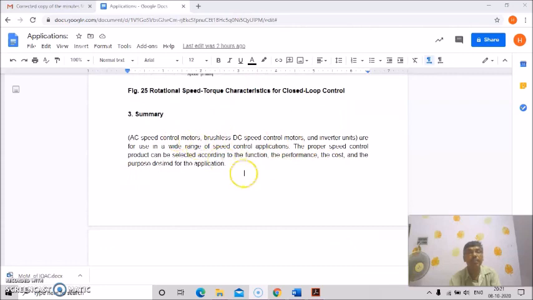So we can summarize this. These three, AC speed control motors, brushless DC motor controls, and inverter units, are for use in a wide range of speed control applications, and the proper speed control product can be selected according to the function, the performance and the cost desired for the application.